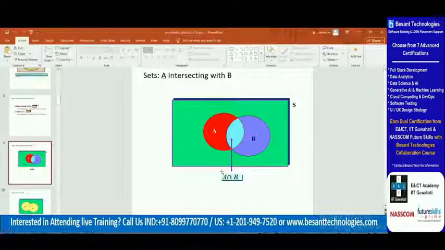So all the elements will be placed together outside. So 1 minute, someone is texting me.